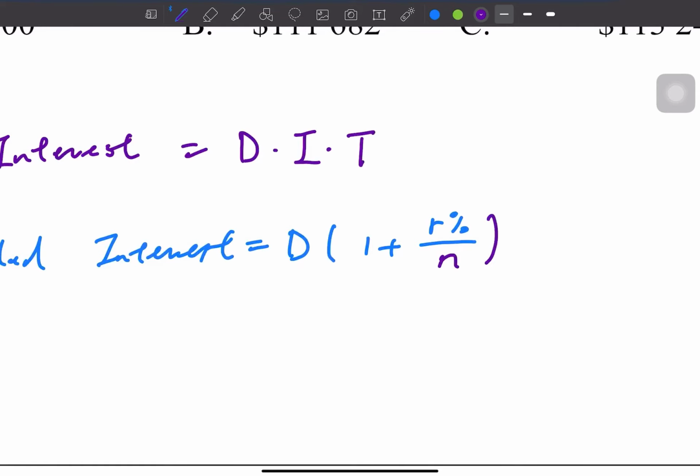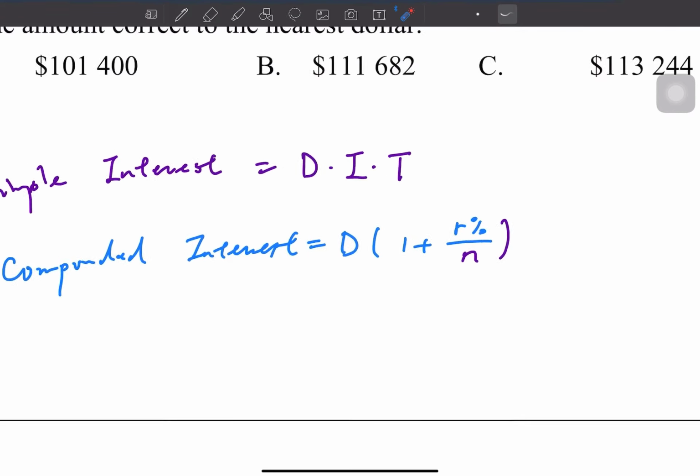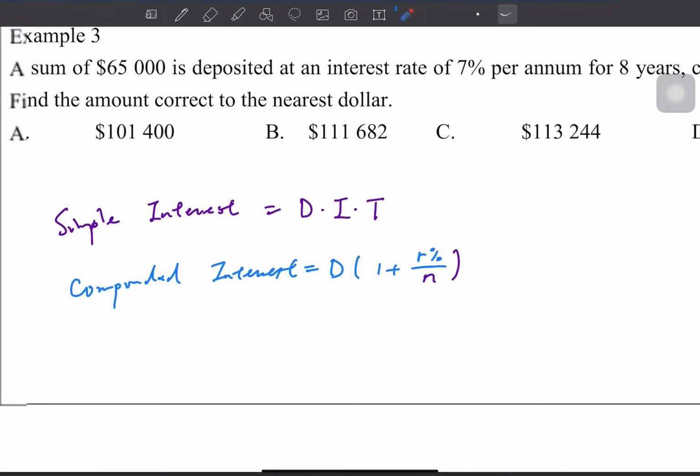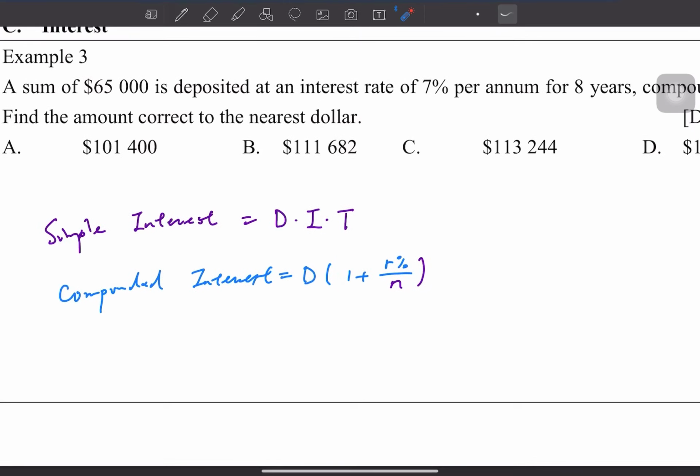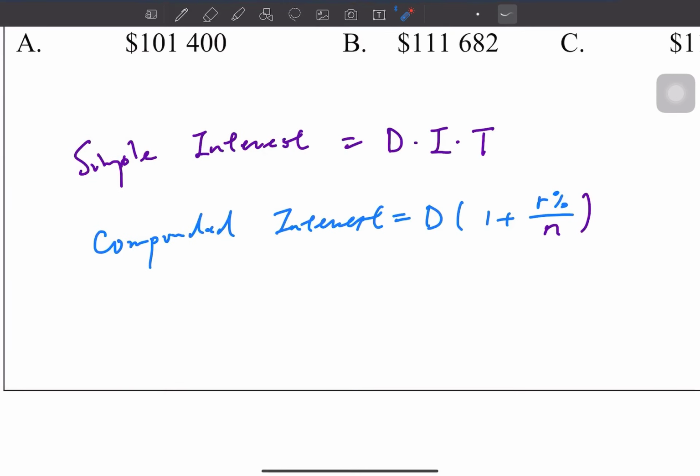Try to remember what the smaller letter n is. This smaller letter n is the number of times the interest is compounded per year, 每一年收幾多次息, and then to the capital letter N, the total number of times of the compounded interest.